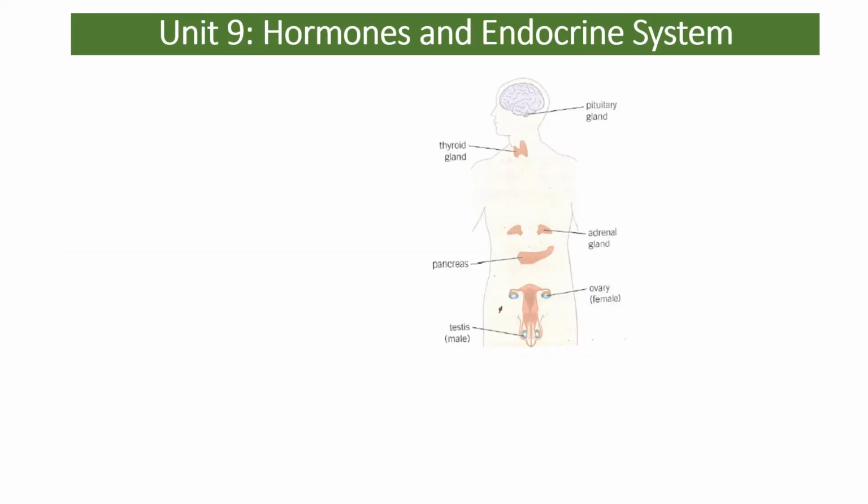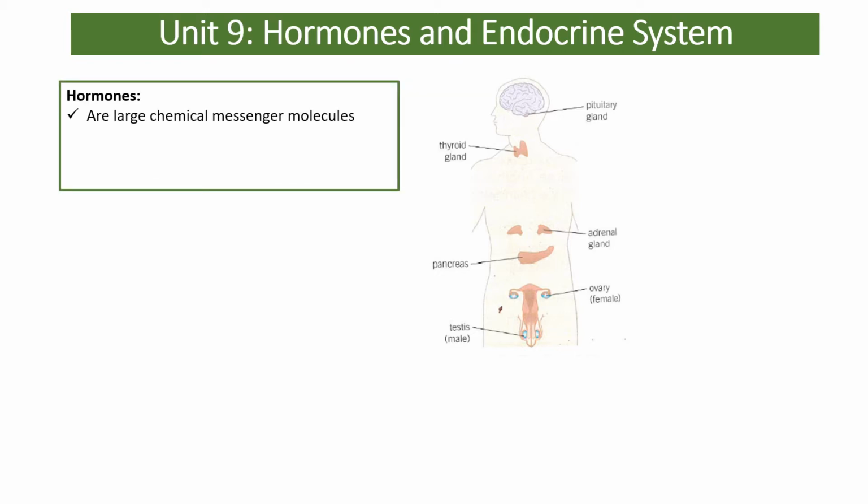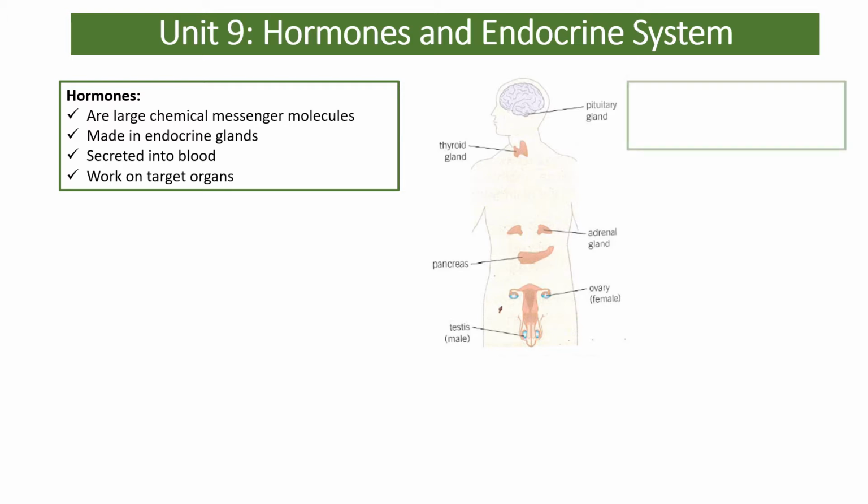Hormones are mostly made out of proteins, and they are chemical messengers that are always made in endocrine glands. On the page we've got the endocrine system, which is all the glands that release a hormone, and they always travel through the blood. They always work on a target organ, a specific organ. You may get a question saying something like, why is insulin a hormone? The answer would be: it's a chemical messenger, it's made in an endocrine gland, i.e. the pancreas, it moves through the blood, and it works on a target organ, the liver, let's say.